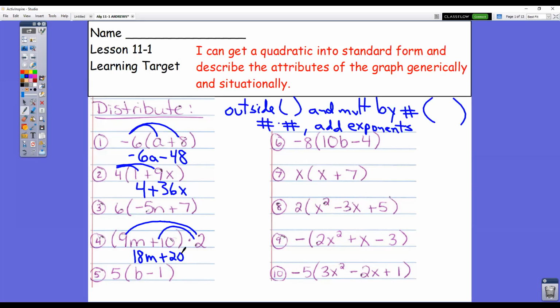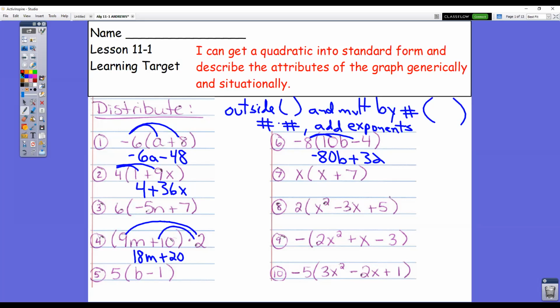Moving on to a question like number 6. Again, please remember that a negative times a negative is a positive. So -8 times 10b is -80b. But -8 times -4 is positive 32. So we write plus 32.